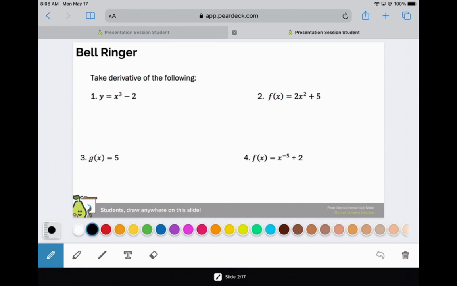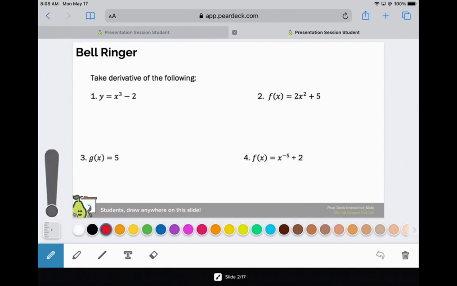You know the rule for derivative, okay? Derivative means I will take the power, the exponent, bring it down to the coefficient, and then take that power or the exponent minus 1. So let's quickly review that.